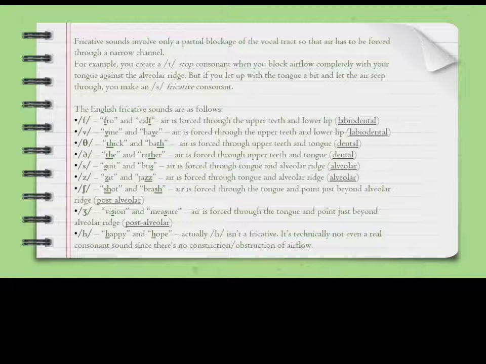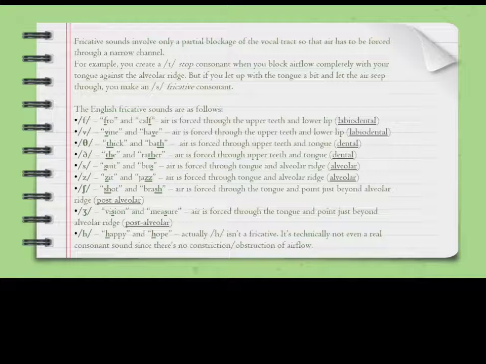And the third one is theta, as in thick and path. Air is forced through the upper teeth and tongue, dental. And the next one is eth, as in the and rather. Air is forced through the upper teeth and tongue, dental.